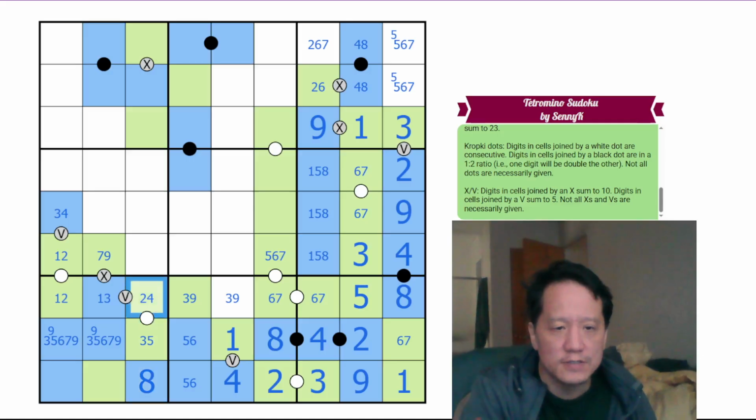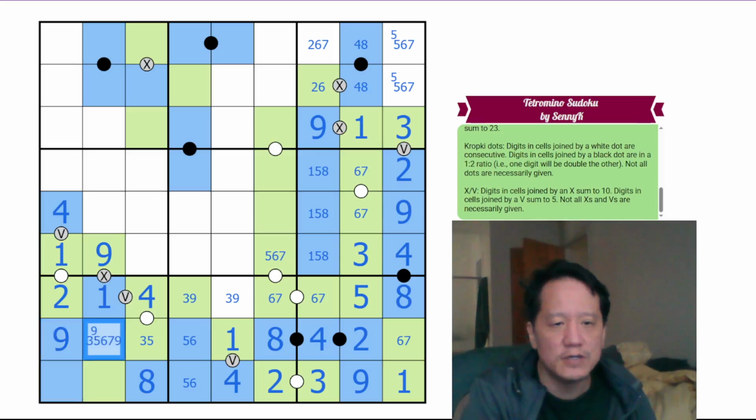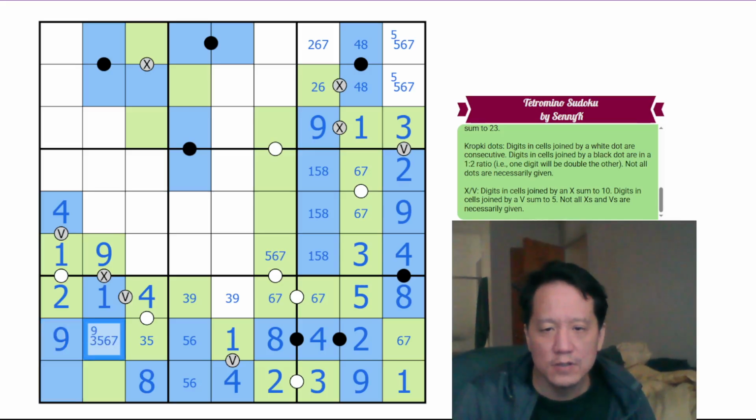So this is 8. This 3, 9 pair again. This forces this 1 and 4. This is 2. That's 1 and 4. This is 9. So 9 cannot be here. 9 has to be here. So this can't be 9.